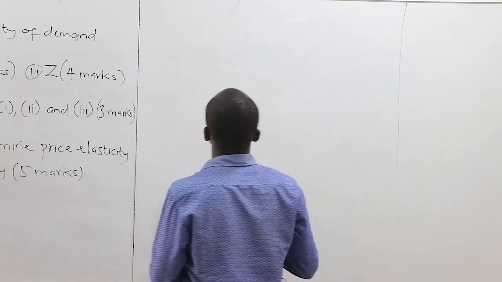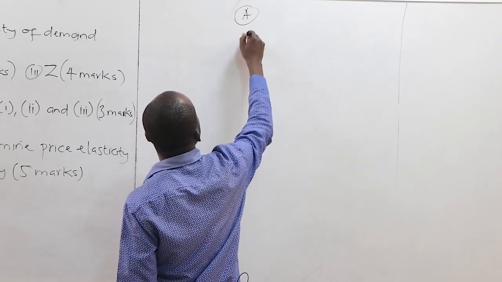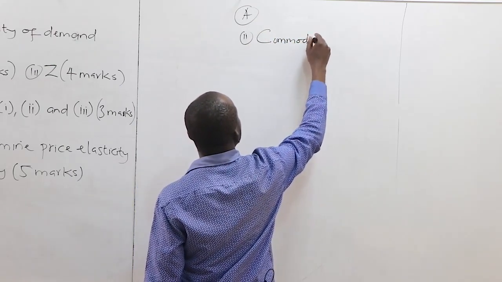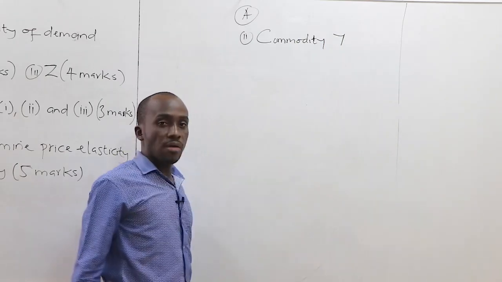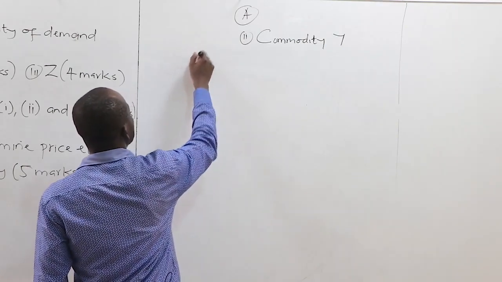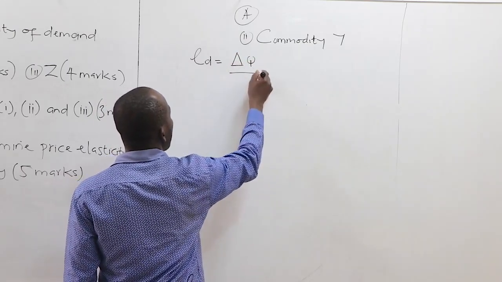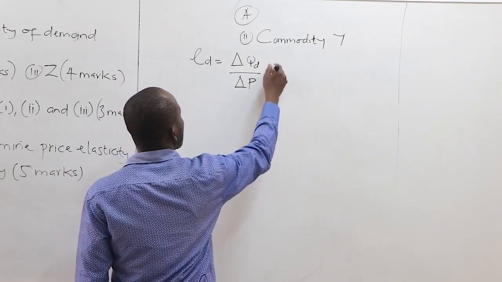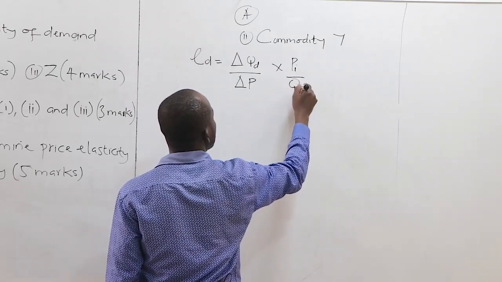Let's go to Y. So we look at the same elasticity of demand for commodity Y. We're going to use the first approach, and after that I'll use the second approach. The first approach is elasticity of demand equal to change in QD over change in price, times initial price over initial quantity demanded.